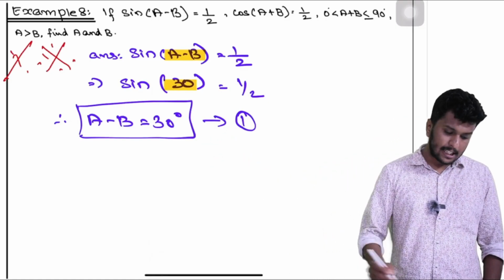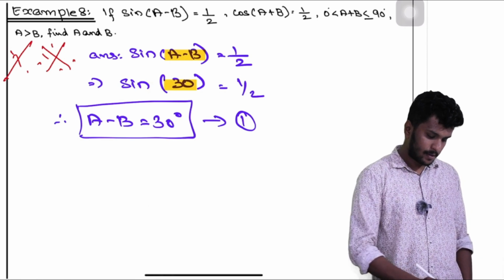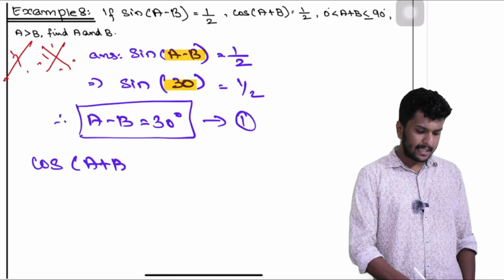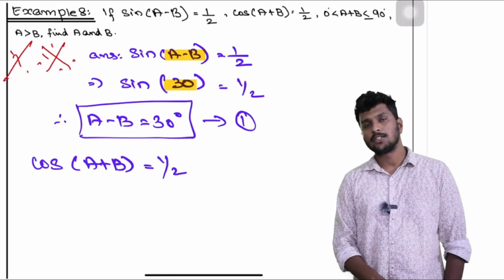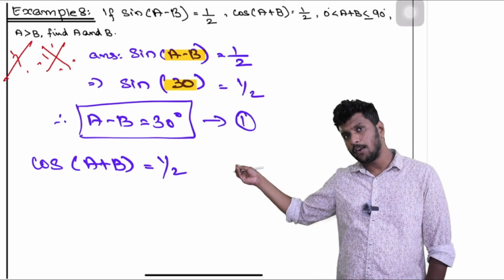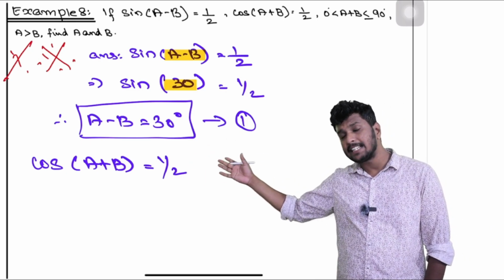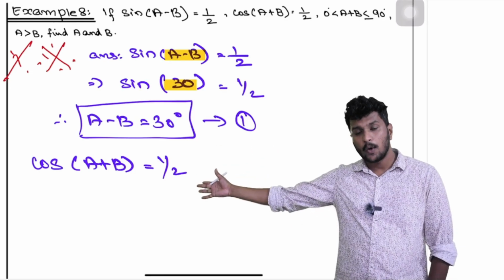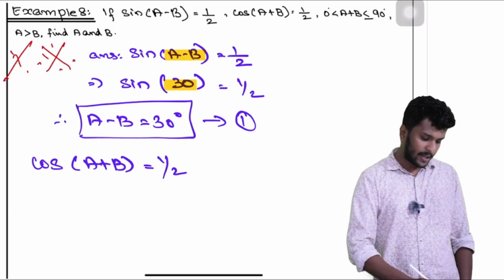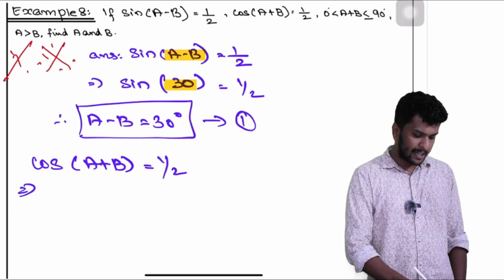Now you can look over here. Cos of a plus b is also given as 1 by 2. Now you have to look, cos of which angle is actually 1 by 2? It's actually cos 60. Okay, that implies what can we write?